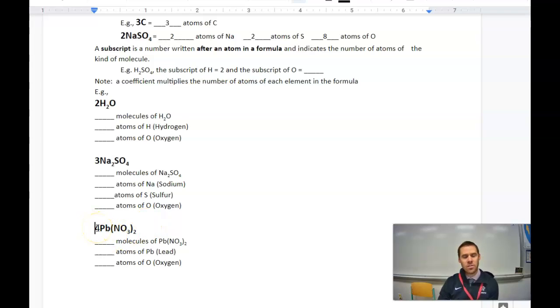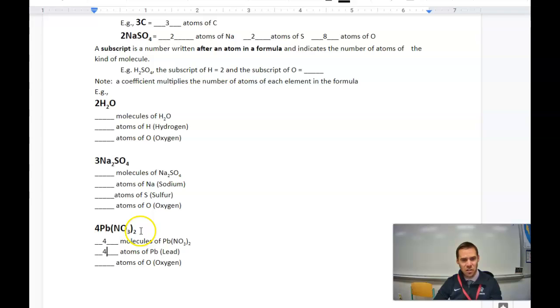So if you recall what I was discussing a little bit earlier in the video, this coefficient, this number in front of our chemical formula, tells us how many molecules of this compound we have. So how many molecules do I have? I've got 4 of this Pb(NO3)2. How many atoms of Pb, or lead, do I have? Well, I'm going to distribute that 4 throughout the entire compound, so 4 times 1 is 4 of lead.